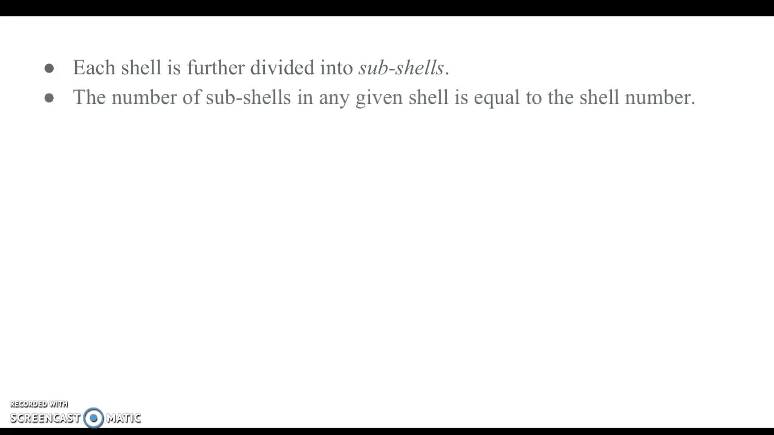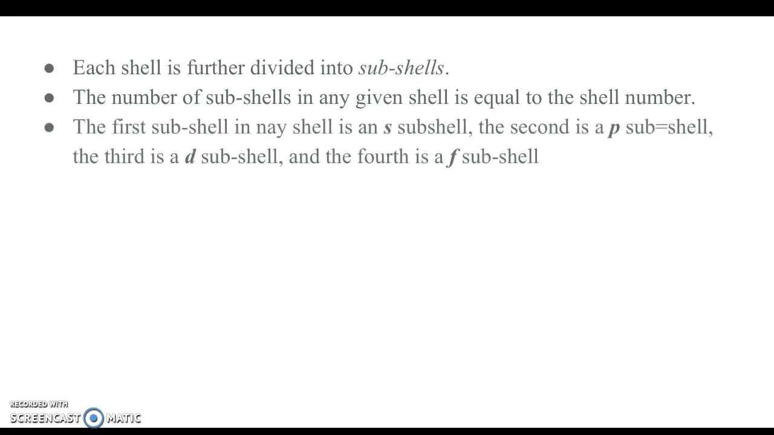Each shell is then further divided into subshells. The number of subshells in any given shell is equal to the shell number. So for example, shell number 3 is going to have 3 subshells. The first subshell in any shell is the S subshell. The second is the P subshell. The third is the D subshell, and the fourth is the F subshell.